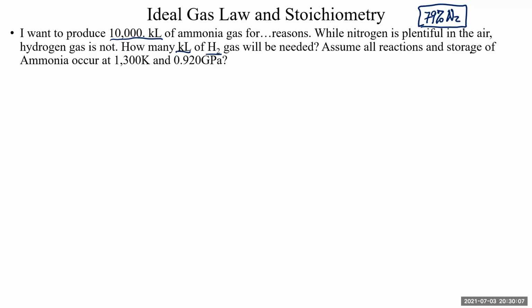Assume all reactions and storage of ammonia occur at 1300 kelvins and 0.92 gigapascals. That's gigapascals. So this is a big unit. Why such high pressure? And why such high temperatures? Because that's really the only way you can get hydrogen and nitrogen to combine.